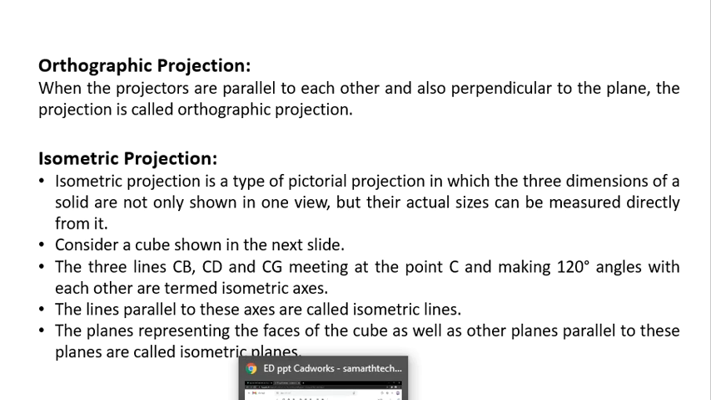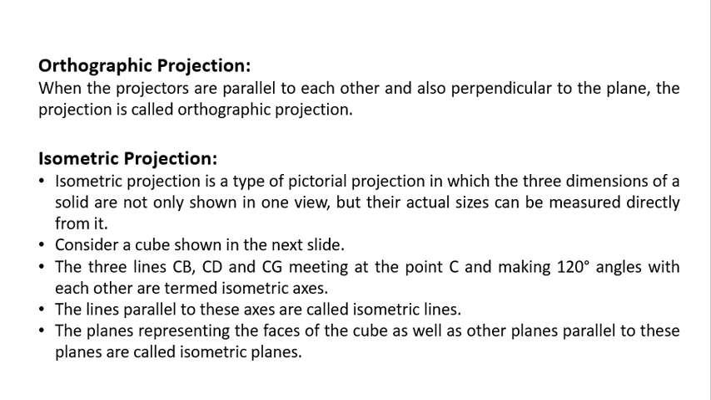Welcome friends. In today's session of engineering drawing, we are going to study different types of projections: isometric projection and orthographic projection. Orthographic projection is again divided into two methods. One is first angle projection method and the other is third angle projection. We are going to discuss in detail in coming slides the types of orthographic projection methods.